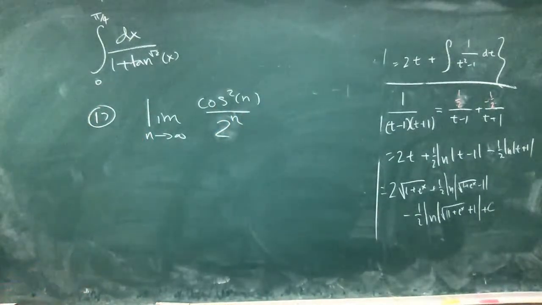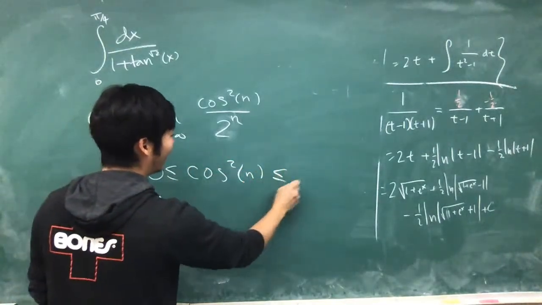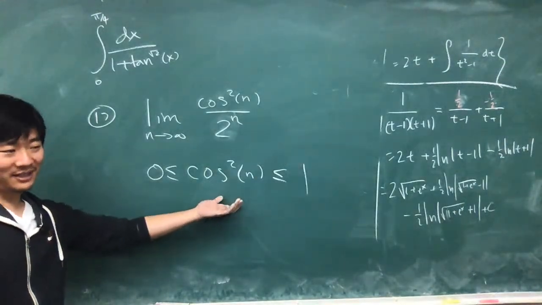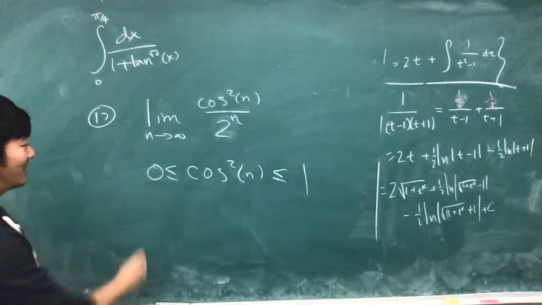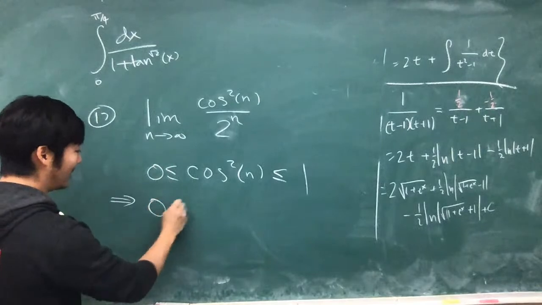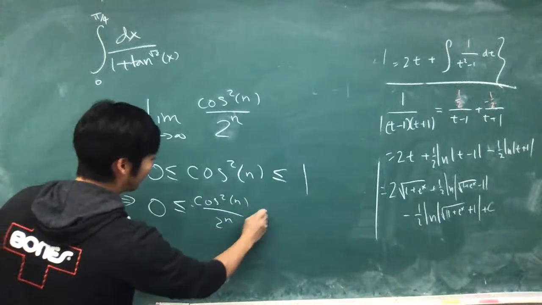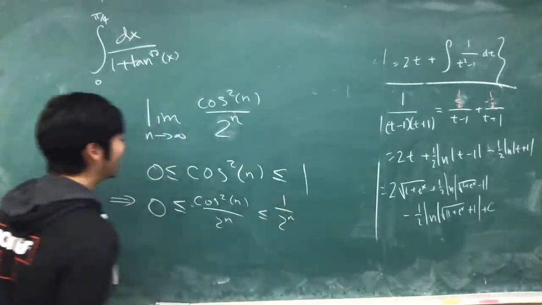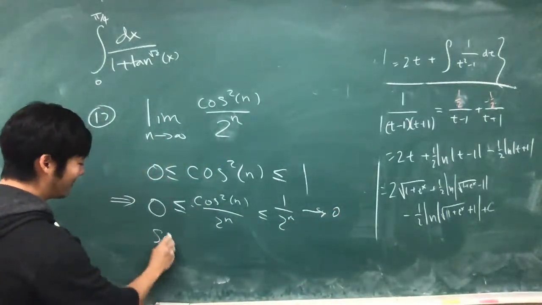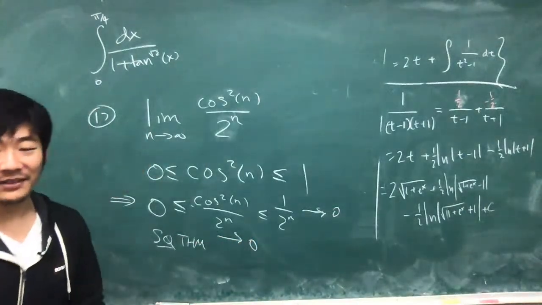So this one is an easy case because cosine squared is bounded between 0 and 1, right? Cosine is bounded like that. So if you divide everything by 2 to the n, then you get cosine squared n over 2 to the n, and this is 1 over 2 to the n. And then as n goes to infinity, this goes to 0. So therefore, by squeeze theorem, this goes to 0. So that's 17.